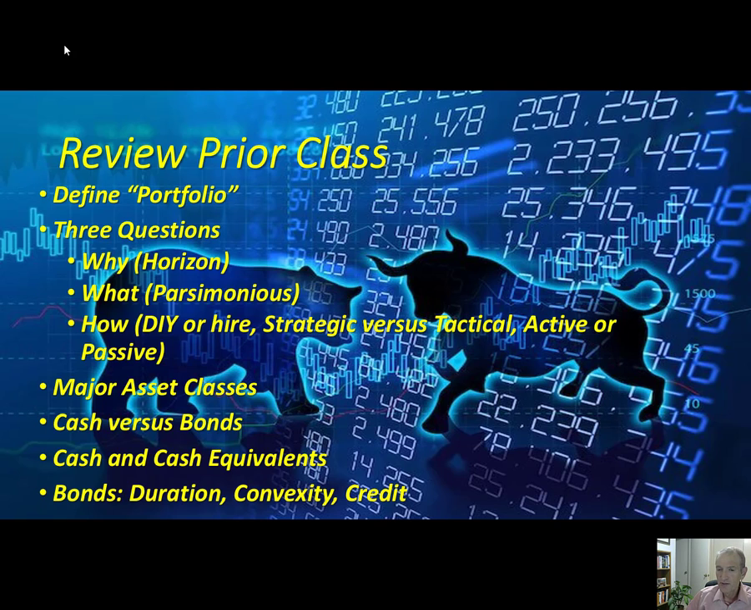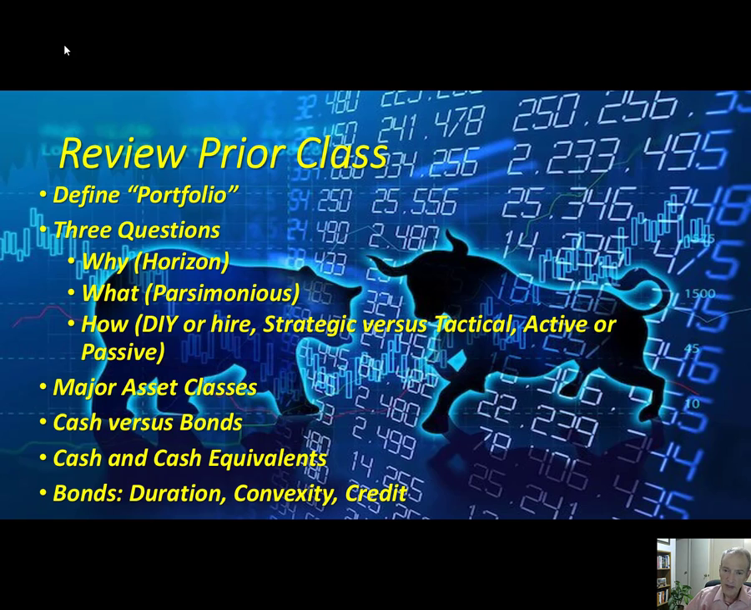Do they want to do it themselves or hire someone? Do they have a strategic allocation? Do they want to be tactical? Are they going to be active? Are they going to be passive? And remember, active and passive can be on the asset classes, or it can be on the security level. Do you want to try to predict if stocks or bonds are going to do better, if large company stocks are going to do better than small company? Or you can be active on the security selection. So if you're buying large cap stocks, do you think Google would do better than Apple, or Alphabet would do better than Apple? So that's active or passive at the asset class level or at the security level.